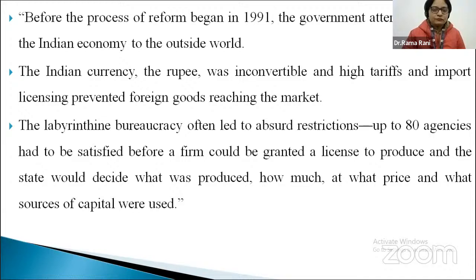Before the process of reform began in 1991, the government attempted to close the Indian economy to the outside world. The Indian currency, the rupee, was inconvertible, and high tariffs and import licensing prevented foreign goods reaching the market. The labyrinthine bureaucracy often led to absurd restrictions. Up to 80 agencies had to be satisfied before a firm would be granted a license to produce, and the state would decide what was produced, how to produce, at what price, and what sources of capital were used.